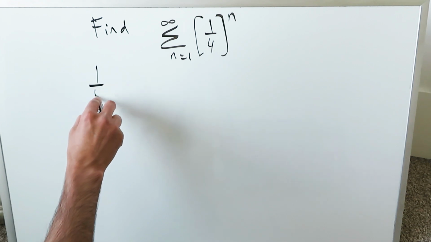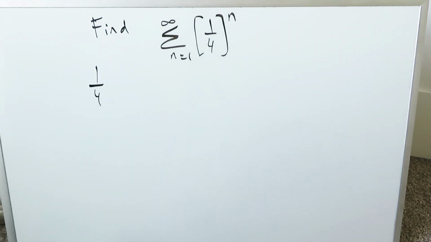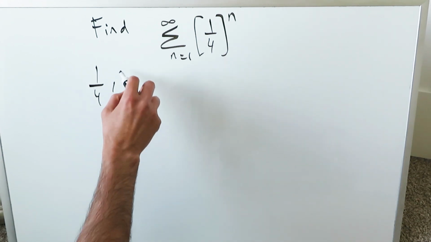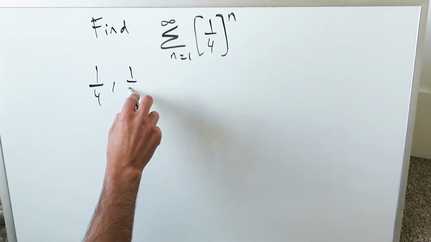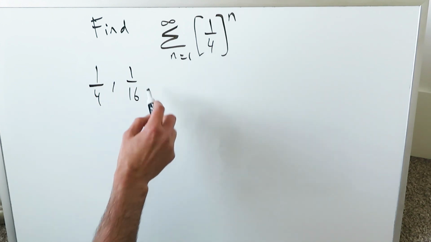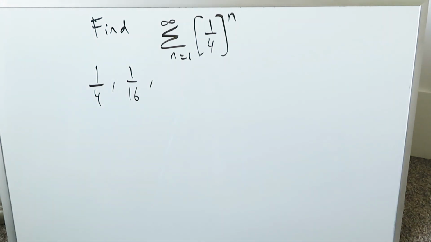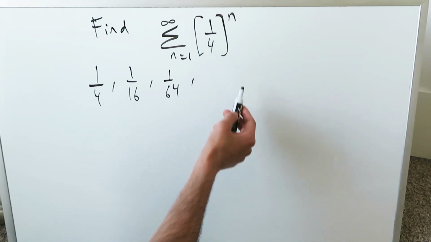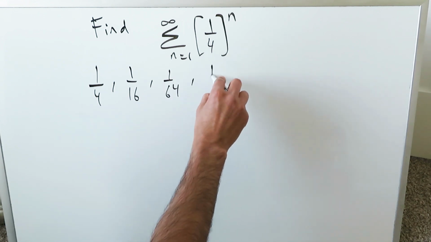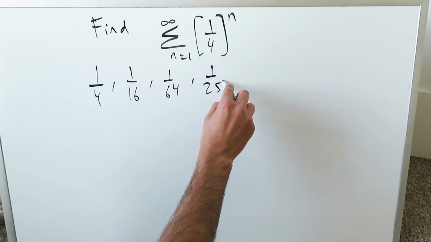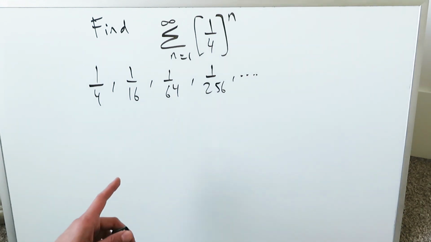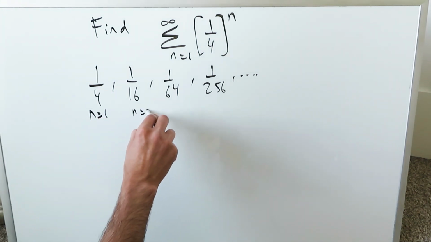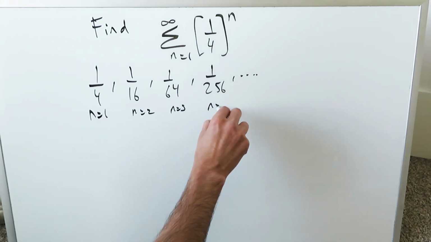My sequence would be 1 over 4 to the power of 1, which is just 1 over 4. The next item, and notice I'm putting commas here, would be 1 over 4 to the power of 2, which would be 1 over 16 because 1 squared is just a 1. The next item of this sequence would be 1 over 4 cubed, which would be 1 over 64. And then the fourth item of this sequence would be 1 over 4 to the power of 4, which is 1 over 256, onwards. But this right here is a sequence of terms. Here n equals 1, n equals 2, n equals 3, and n equals 4.